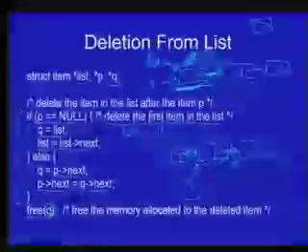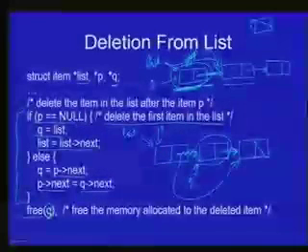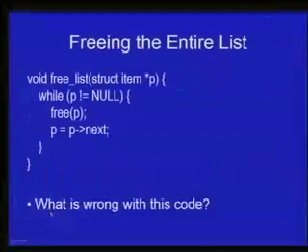Also, once a chunk of memory has been freed, the pointer Q to that chunk of memory must not be dereferenced, because it is now pointing to a chunk of memory which has been deallocated. In the next example we'll see the consequences of how that might erroneously happen and what might happen in that case. So next we are going to try and free the entire list.